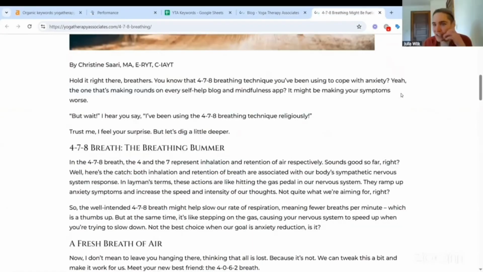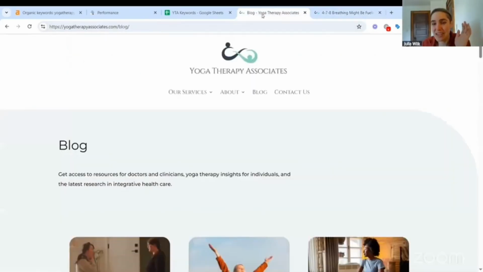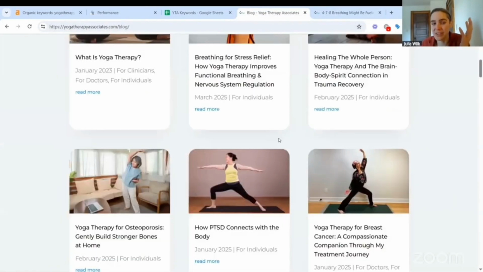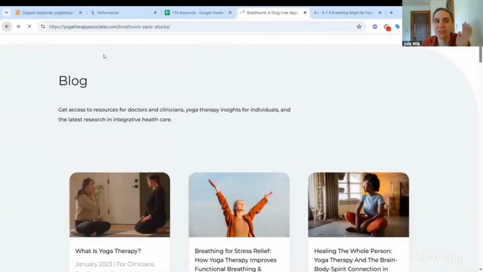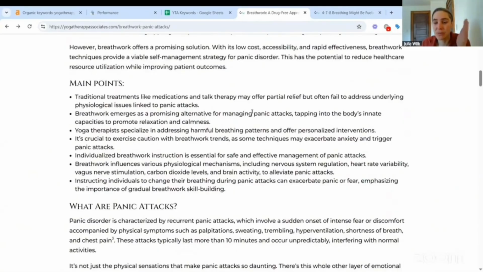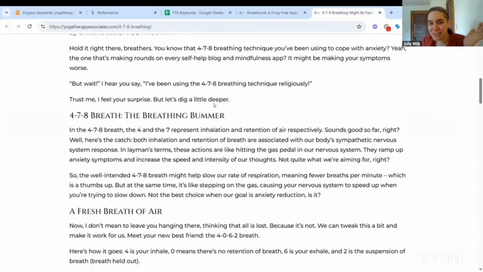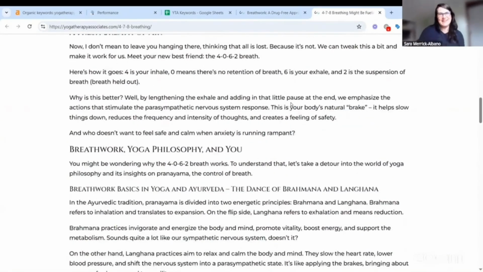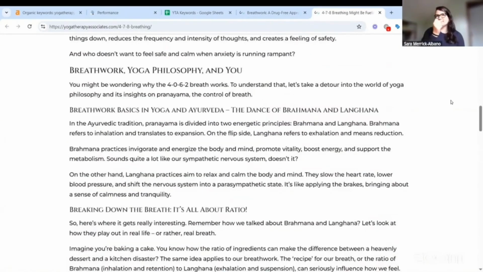But it is a little jarring, if somebody is browsing, to go from something that's so scientific and focused on the correct treatment method to something that's like, trust me, I feel your surprise. Like, let's dig deeper. Yeah, whoa, sudden change of tone. Yeah, right. And I think that's part of this transition over to the individuals, right? We found that actually the people Googling are the individuals, right?